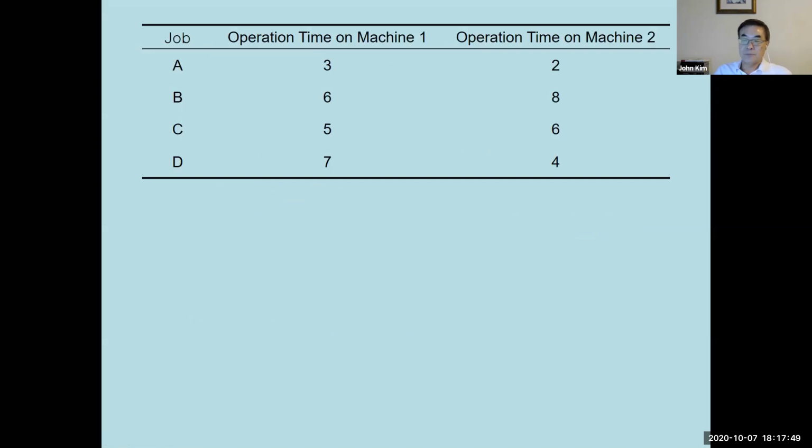So first step, among all processing times, this one is shortest. Job A, assign, but this one is the shortest time for machine 2. So place job A last.